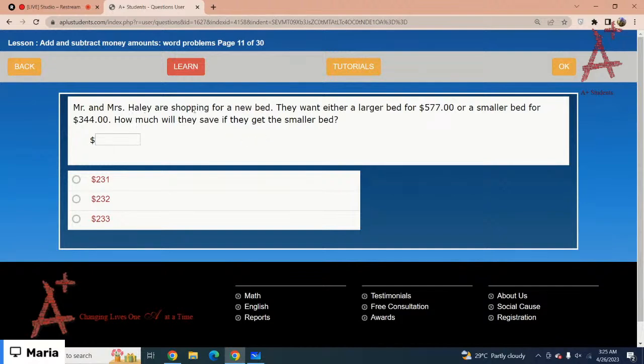Okay, Mr. and Mrs. Hele are shopping for a new bed. They want either a larger bed for $577 or a smaller bed for $344. How much will they save if they get the smaller bed? So you have to subtract the price of the smaller bed from the greater one. Got it? So just subtract 344 from 577. So it would be 233. The correct option is, if they buy the smaller bed, they will save $233. Got it?